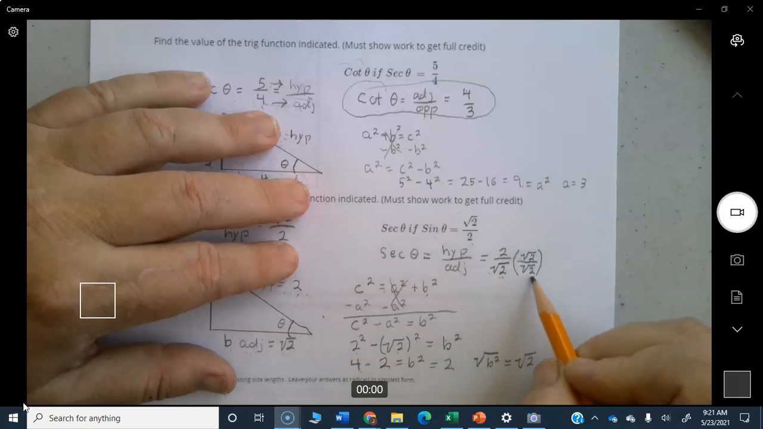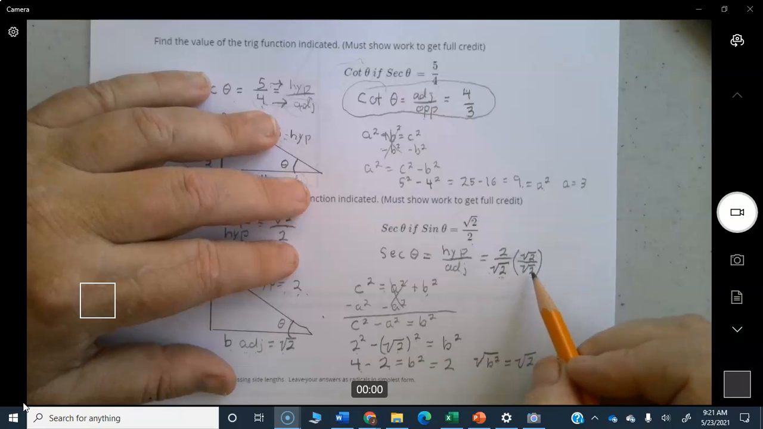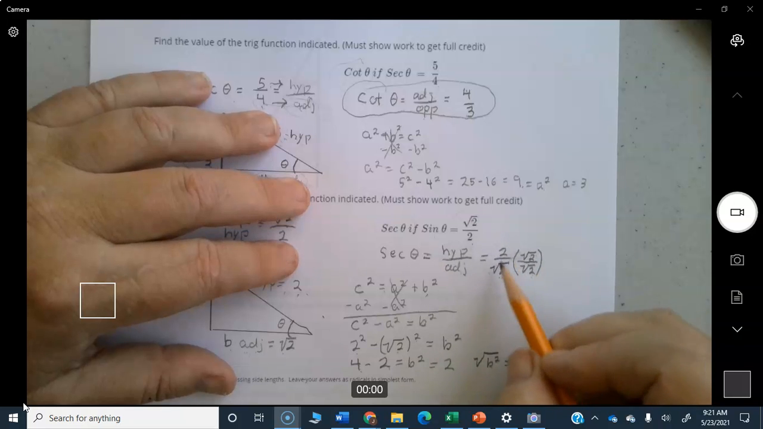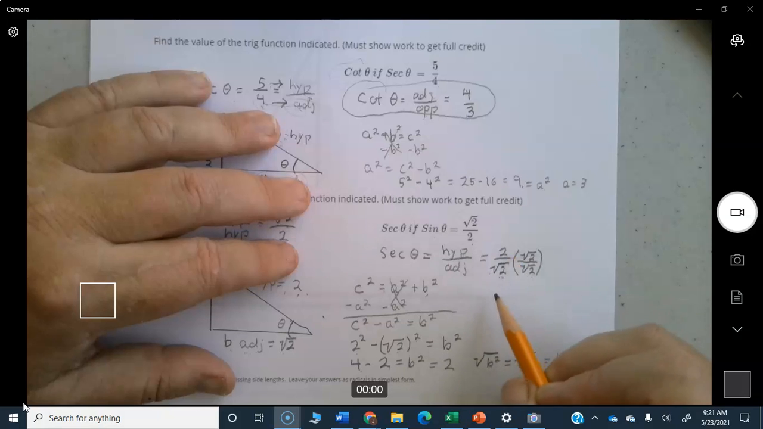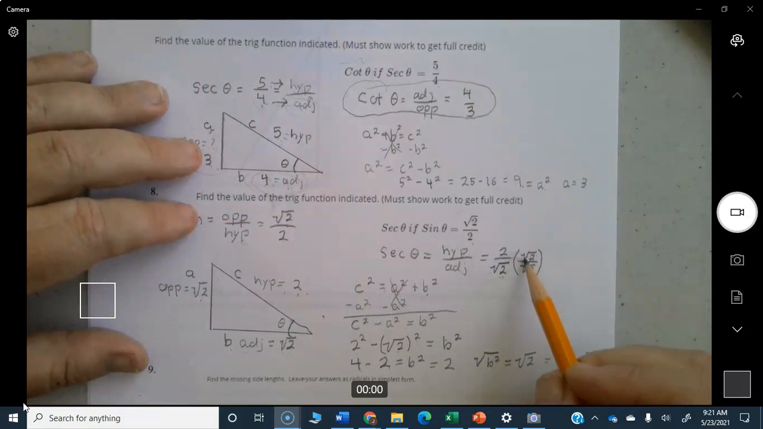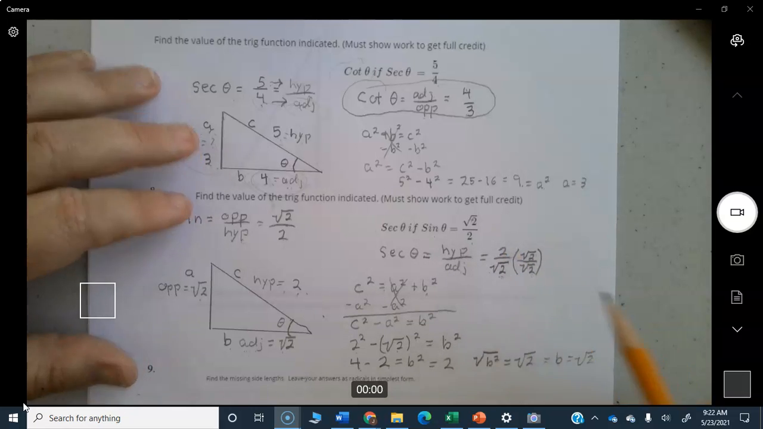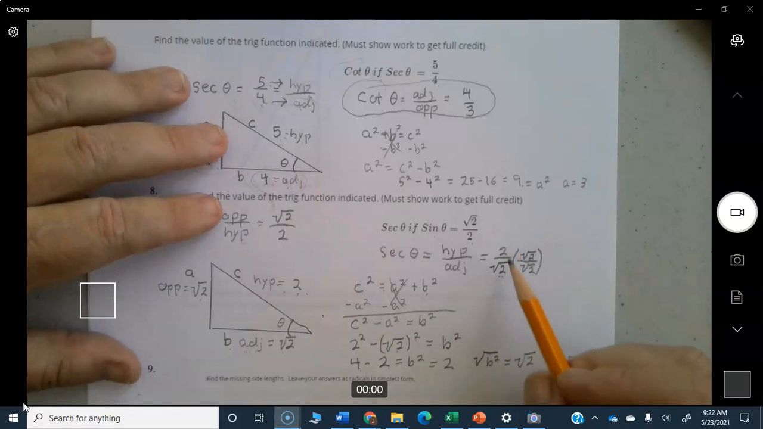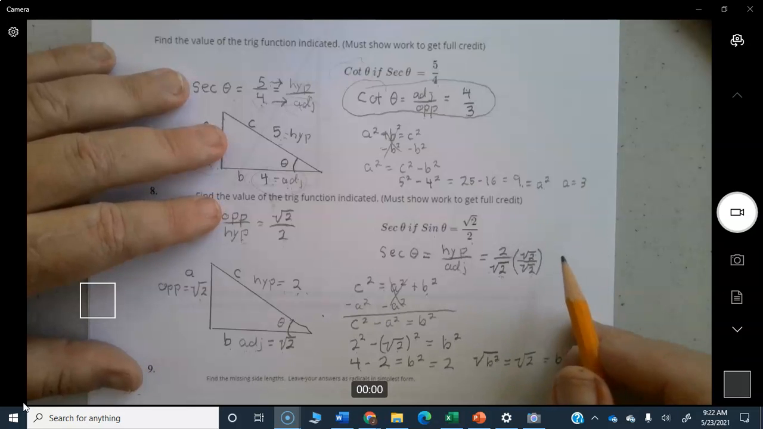Remember that any number over itself, square root of 2 over square root of 2, just equals 1. And this multiplied by 1 still equals this. So we haven't changed the value. So that's legal to do. This basically equals 1, and you can multiply anything by 1 and still have that same value here, okay? So what do we get up here?